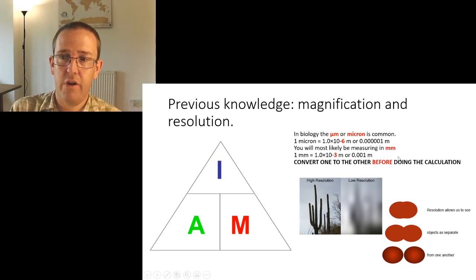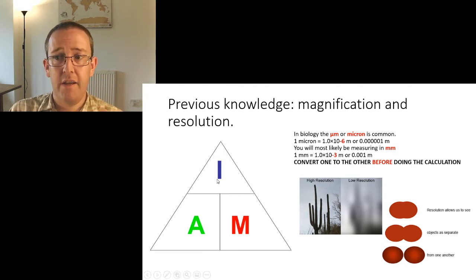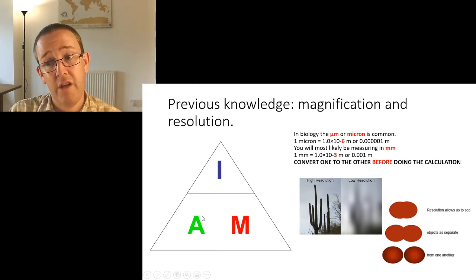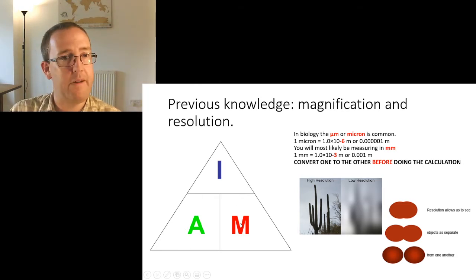So if we look at this triangle here, you should be familiar with this. A means the actual size of the object, I is the image size of the object, and M is the magnification. And whichever one you want to find, you cover up the other. Now, the question will have given you 2 of those to allow you to find the other one. So for example, if I wanted magnification, it'd be image divided by actual. If I wanted actual, it'd be image divided by magnification. And if I wanted image, it'd be actual times magnification. Okay, so that basically is in a nutshell how that works.